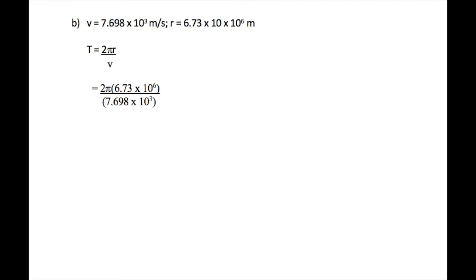We are able to plug the given numbers into the equation to give us 2 pi times 6.73 times 10 to the power of 6 over 7.698 times 10 to the power of 3. This calculation gives the period of 92 minutes, which is the time it takes for the International Space Station to orbit the Earth.